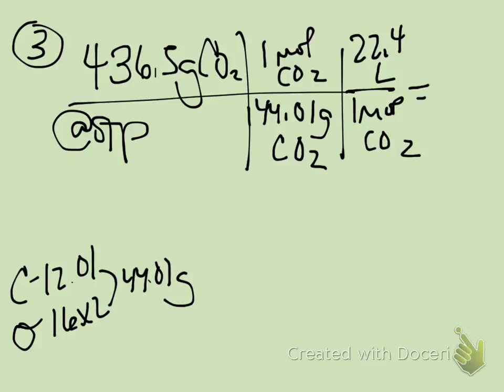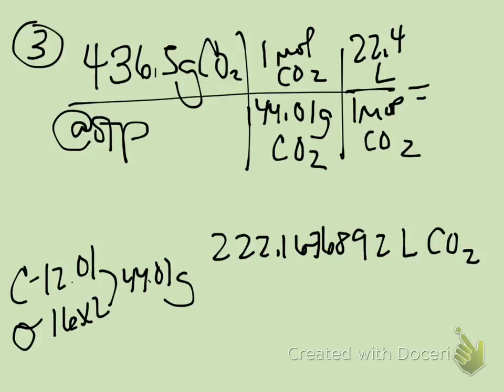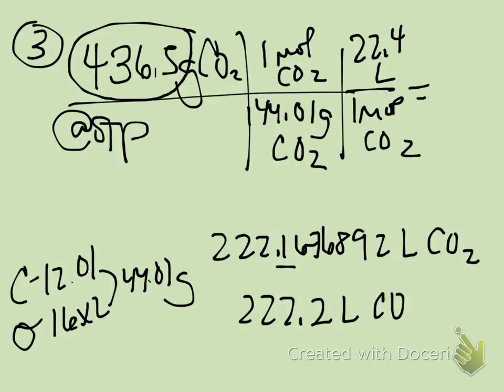So what we get as a raw answer is 222.1676892 liters of CO2. That's a lot of gas. And we have 4 sig figs to work with. So we're going to take it all the way to there. So we get 222.2 liters of CO2.